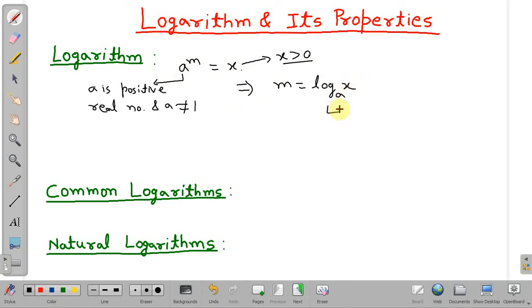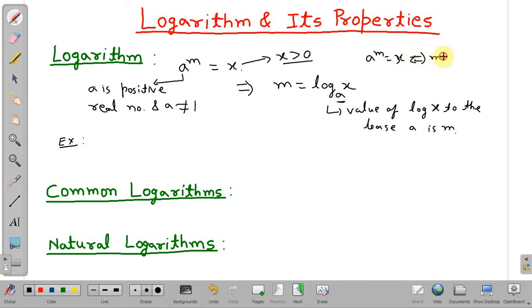How do we call it? We say the value of log x to the base a, here a is the base, is m. Okay, so if we try to understand with some examples, one form can be converted to the other. So a to the power m equals x, and it is the same as m equals log x to the base a. Remember these two, so you can convert one form to the other.